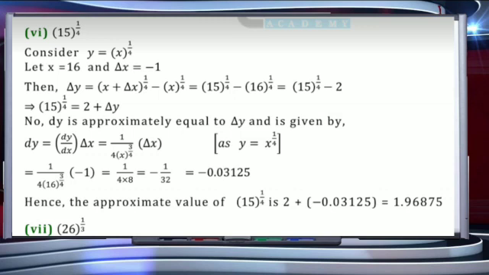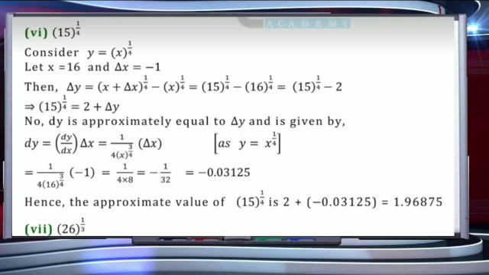This is equal to 15 raised to power 1 by 4 minus 16 raised to power 1 by 4, because we have to find the value of 15 raised to power 1 by 4. So we will keep it on one side and the remaining on the other. This reduces to 2 plus delta y. The next step is to find the value of delta y. So dy, or delta y, one and the same, is given by dy by dx into delta x.